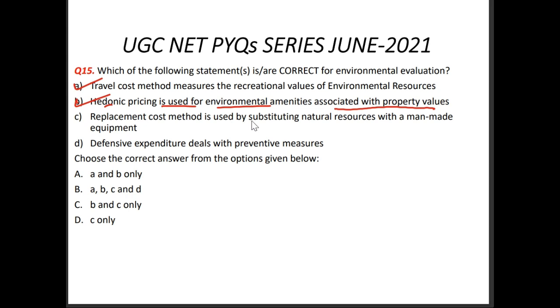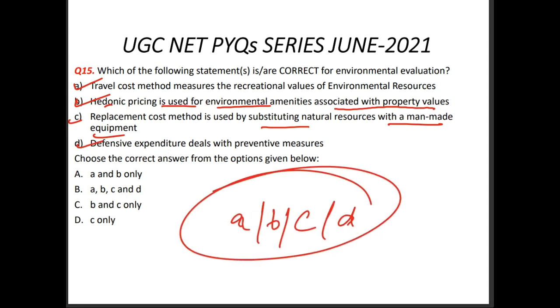Replacement cost method is used by substituting natural resources with man-made equipment. Yes, this is also right. And defensive expenditure deals with the preventive measure. Yes, this is also right. So A, B, C, D all are correct. These are the definitions of these costs. So option B is the correct answer here.